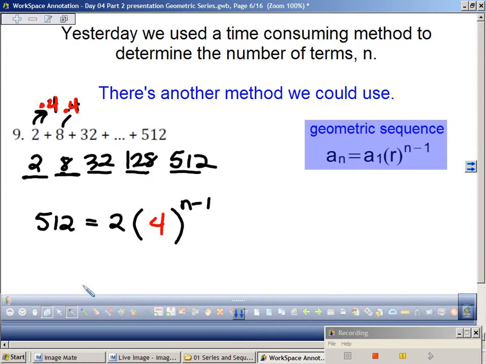Okay. So the first thing I want to do, I want to figure out how much 4 to the what is going to equal this side. So this is what I'm mainly concerned with right here. So the first step I want to do is I want to get rid of that 2. So in order to get rid of that 2, I'm going to divide both sides by 2. So when I divide by 2, I get 256.